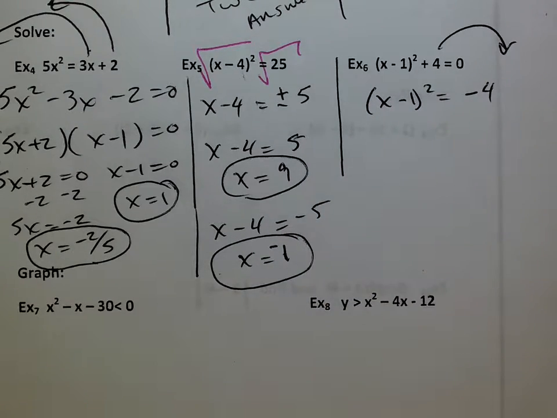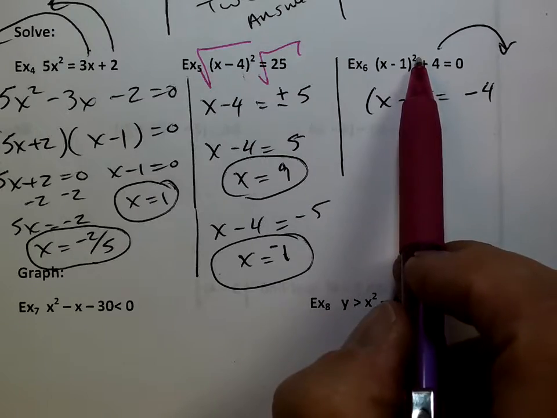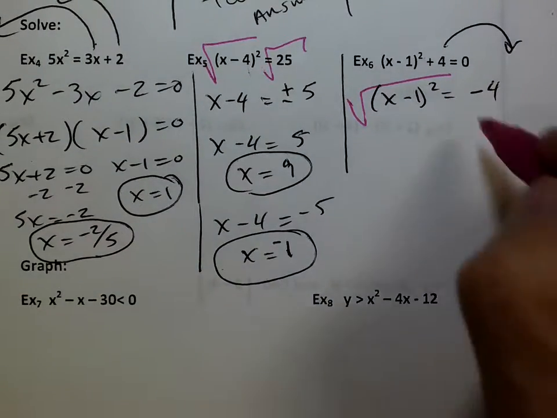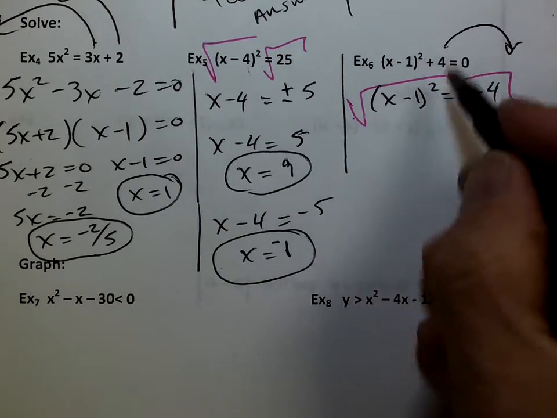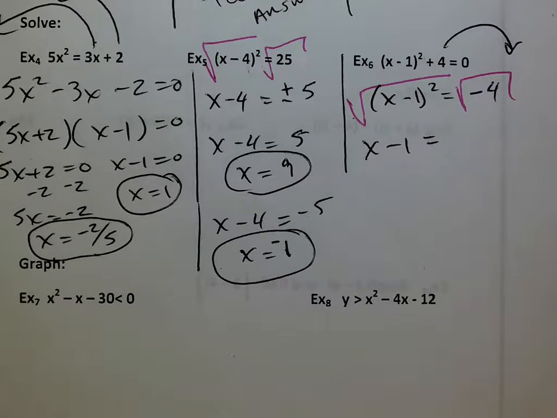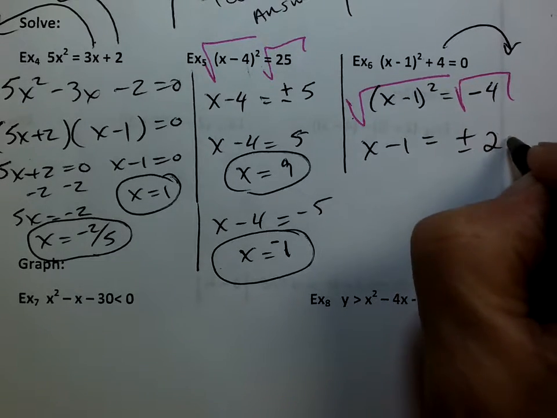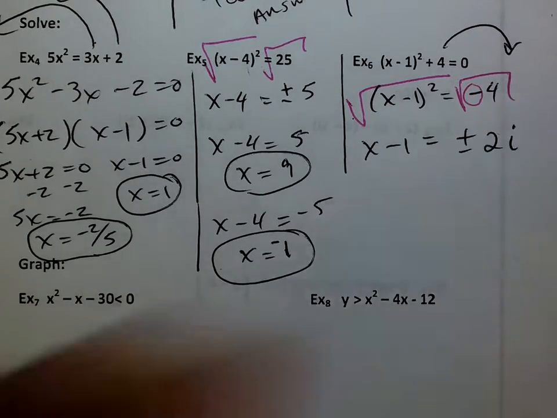Okay. And then what I'm going to need to do, just like example 5, is get rid of the square by taking the square root. That'll cancel the square, so I square root this side. The square root will cancel the square, so I'm just left with x minus 1. But over here, the square root of 4 is easy, but I get a negative, right? So I'm going to have an i answer. I know the square root of negative 1 is i, so I'm going to get plus or minus 2i, okay? And I got the i from the square root of the negative 1.